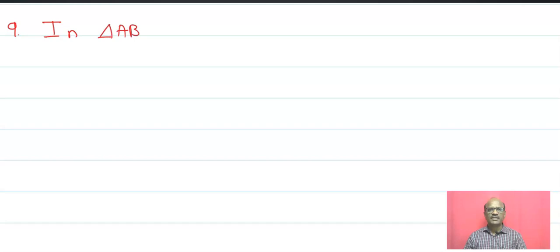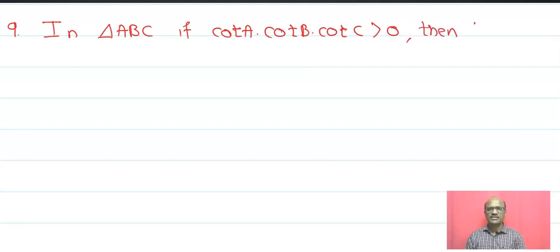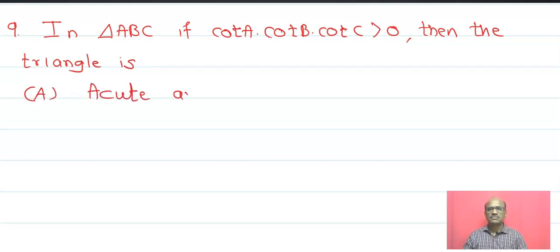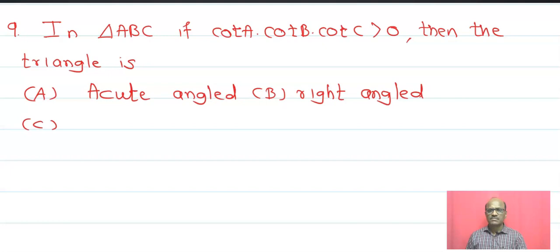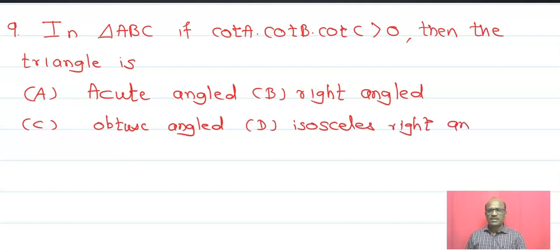Question number 9. In triangle ABC, if cot A into cot B into cot C is positive, then the triangle is: acute angle, right angle, obtuse angle, and isosceles triangle.